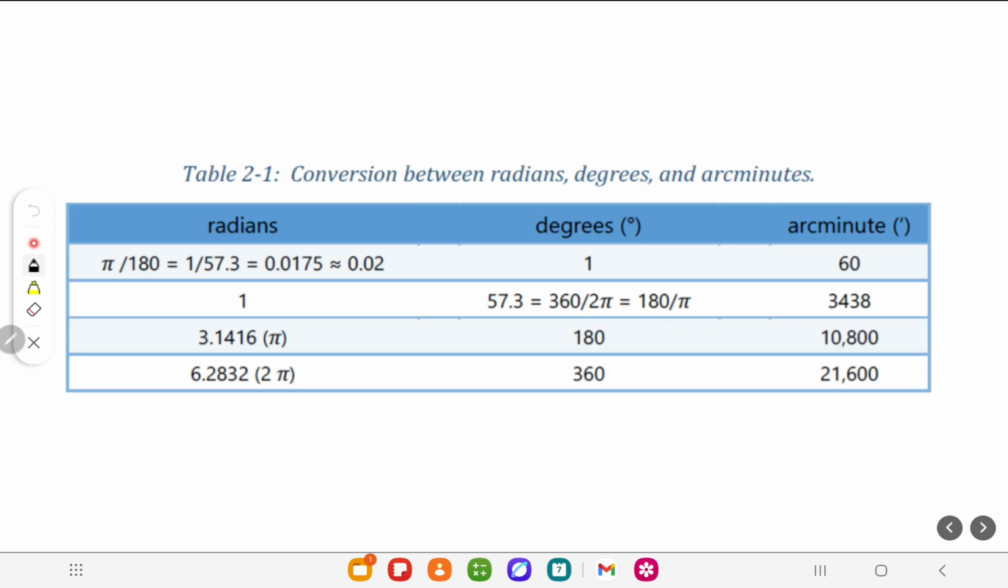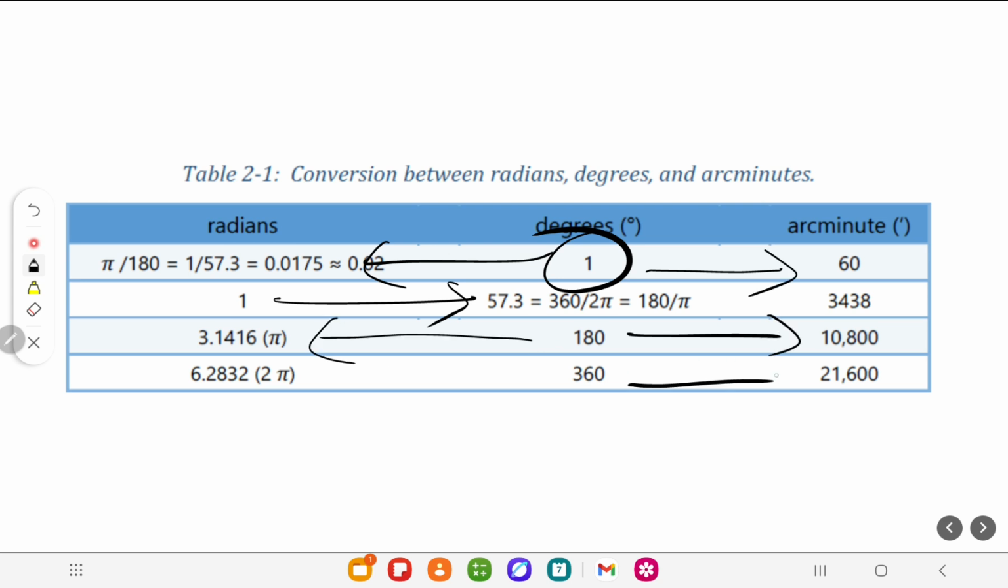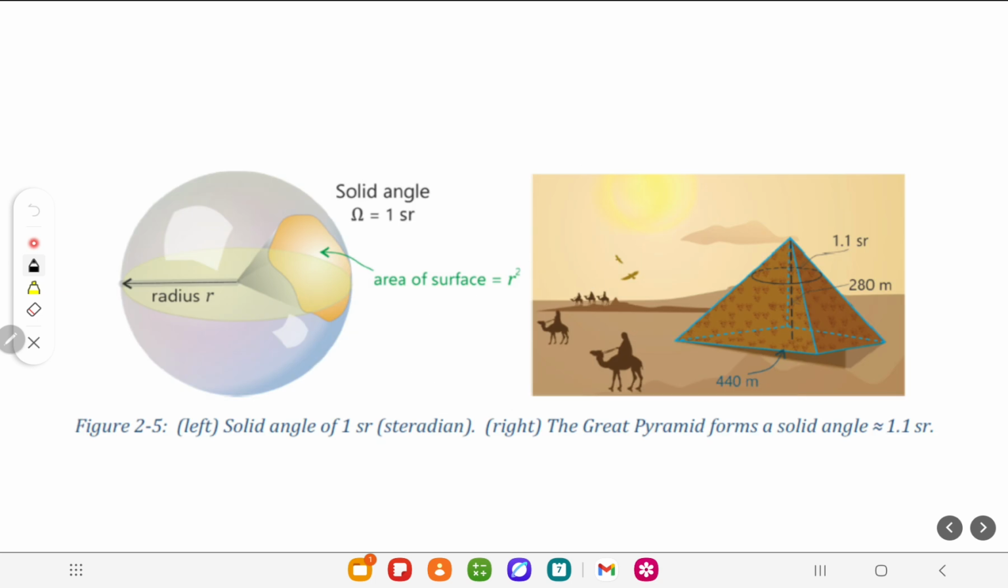Okay. So another thing you must understand is what happens if 1 degree is converted to radian. 1 radian is converted to degrees and to arc minutes. So you have to convert these things quickly to each other, which is very useful for calculations. And let's talk about solid angle.